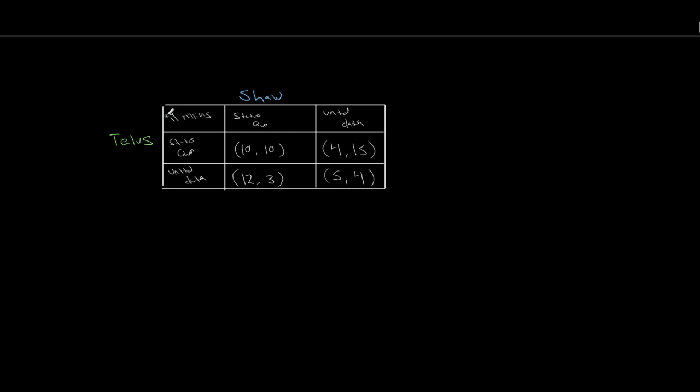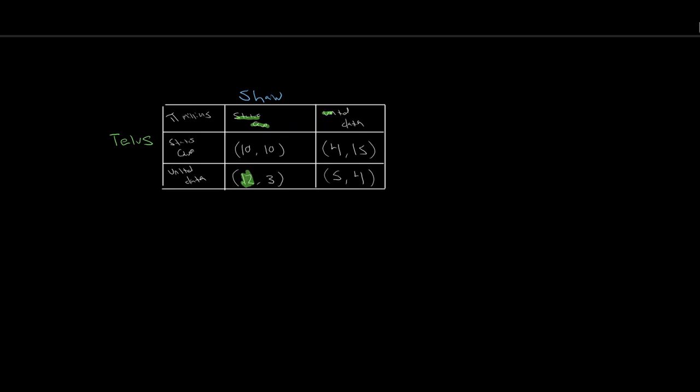The way that this works, of course, is we fix one of Shaw's strategies. We say, okay, for sure, Shaw is going to go status quo. If Shaw stays status quo, what does Telus do? They can either get 10 or they can get 12. Well, 12 sounds better than 10. I'm wanting to maximize my profit. So if Shaw stays status quo, Telus is going to go unlimited data.